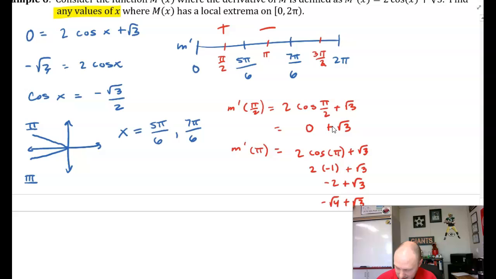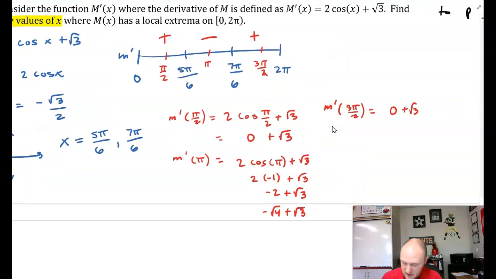And then lastly, we have m prime of 3 pi over 2. And again, cosine is 0 down here. So that's 0 plus root 3. This is going to be a positive. So that's one method you can do.